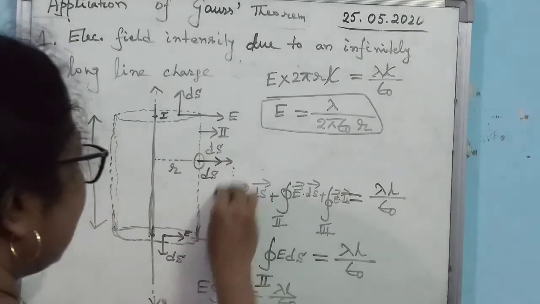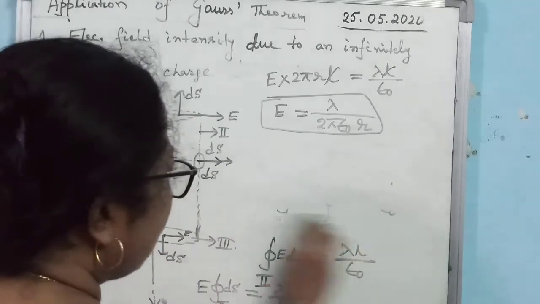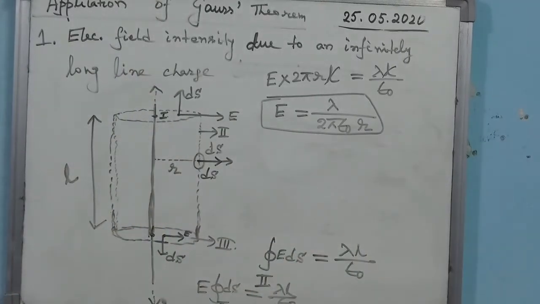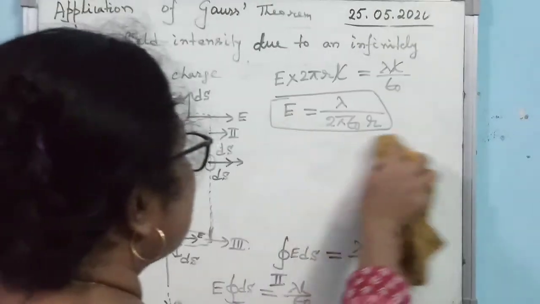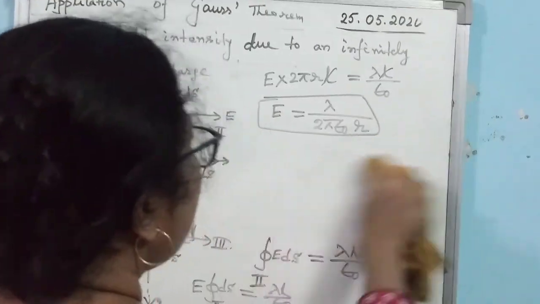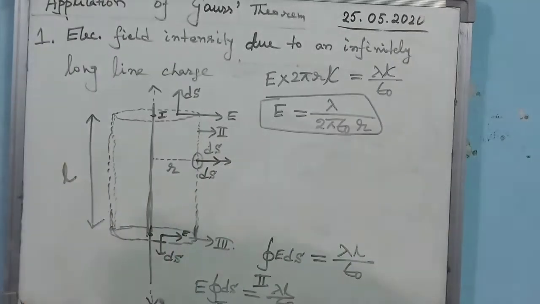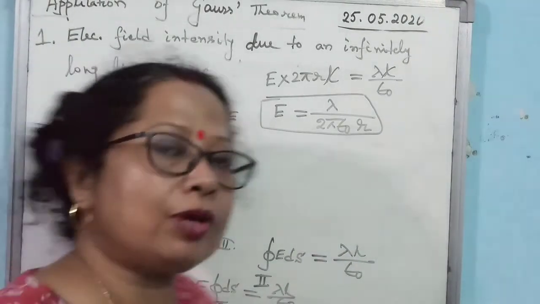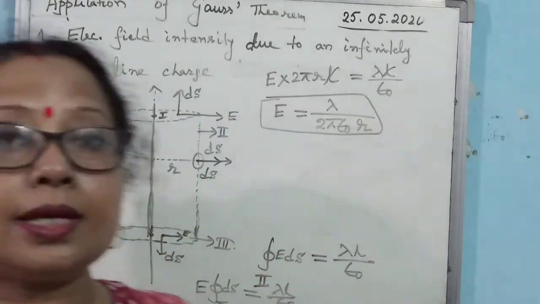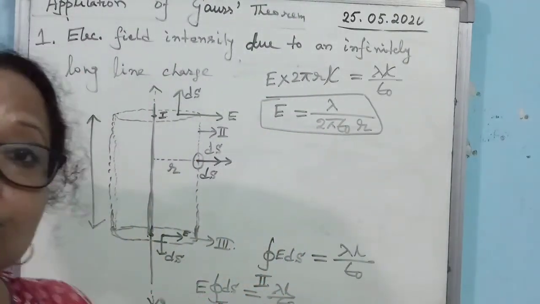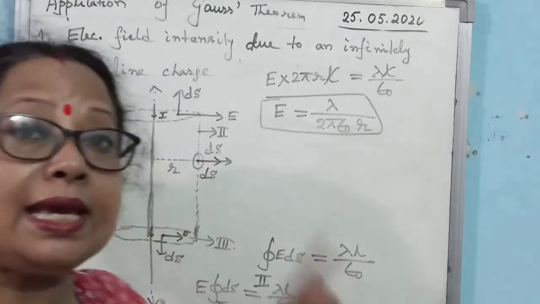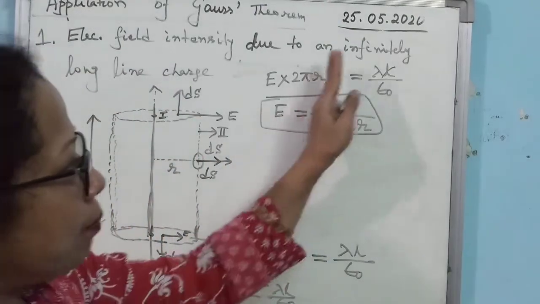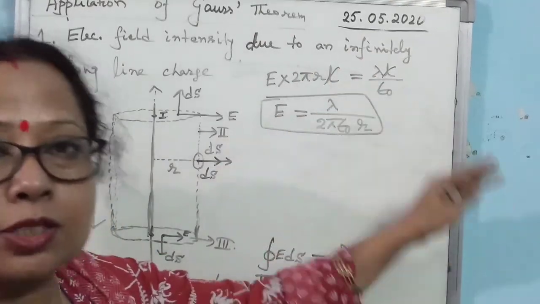We are getting it by applying the Gauss's theorem. So this expression is very important and interesting also. Alright, how is it interesting? Just try to see. According to Coulomb's law, at any point, what is the electric field intensity? Electric field intensity is inversely proportional to the square of the distance. Means E depends on R square. It is E is equal to something divided by R square.